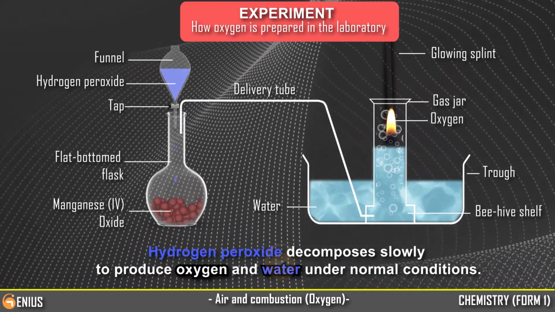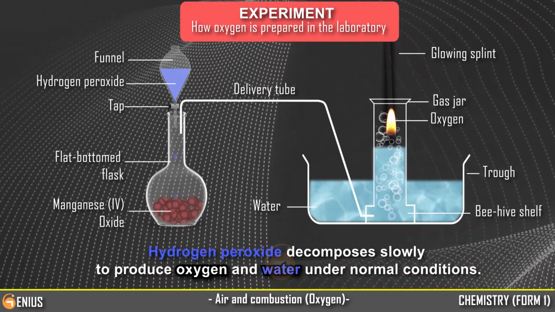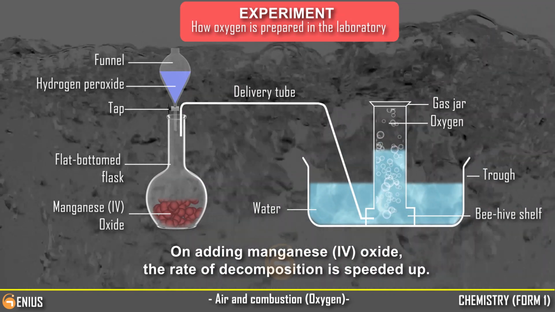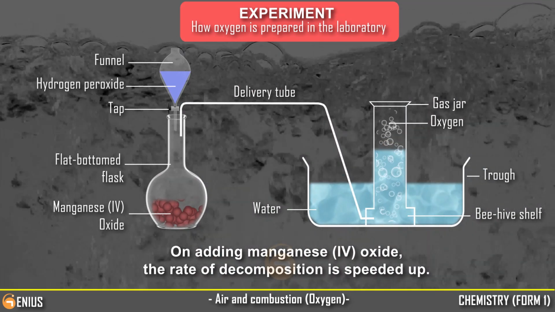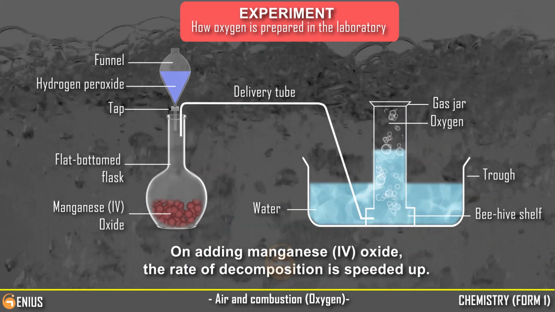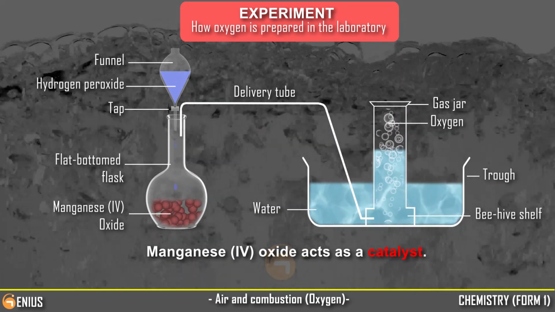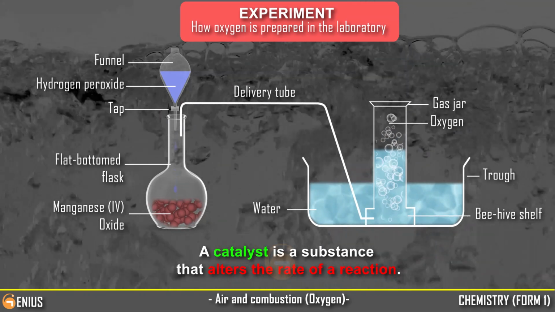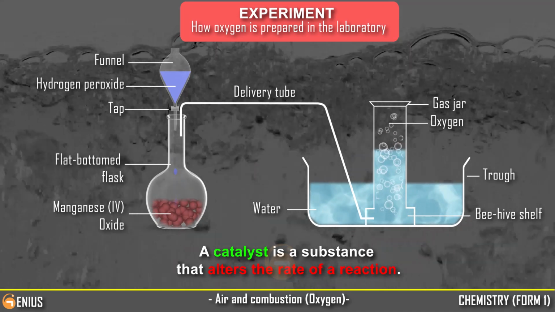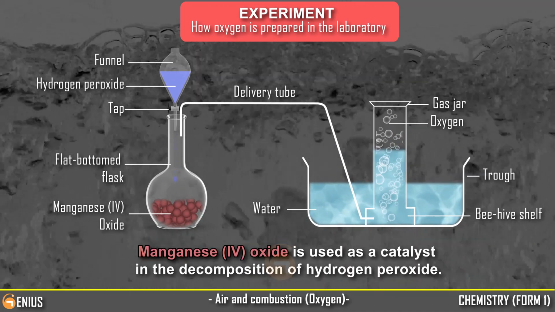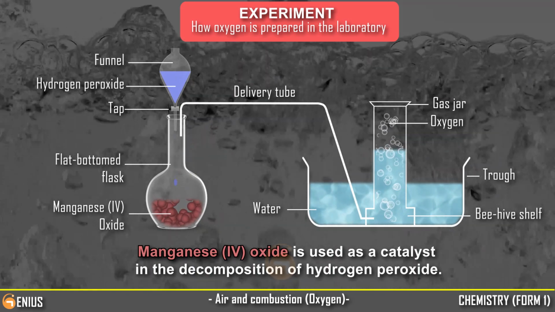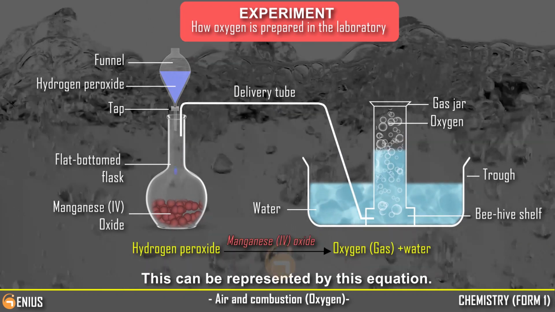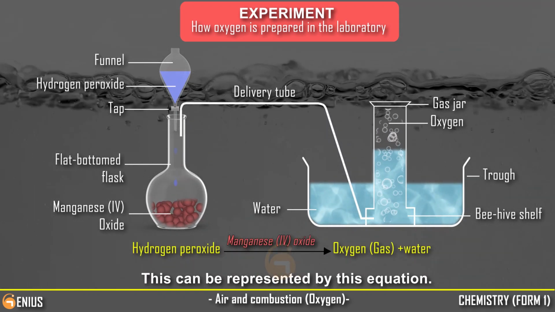Hydrogen peroxide decomposes slowly to produce oxygen and water under normal conditions. On adding manganese(IV) oxide, the rate of decomposition is speeded up. Manganese(IV) oxide acts as a catalyst. A catalyst is a substance that alters the rate of a reaction. Manganese(IV) oxide is used as a catalyst in the decomposition of hydrogen peroxide. This can be represented by this equation.